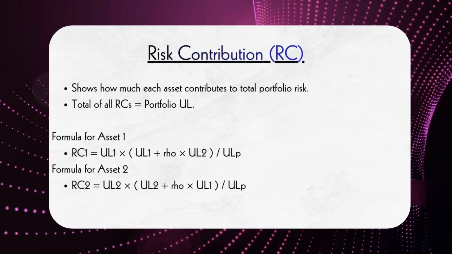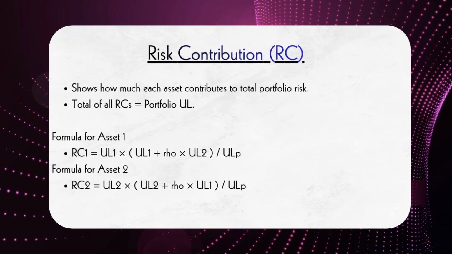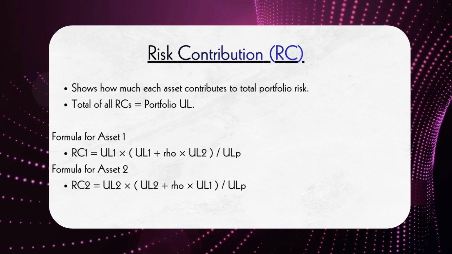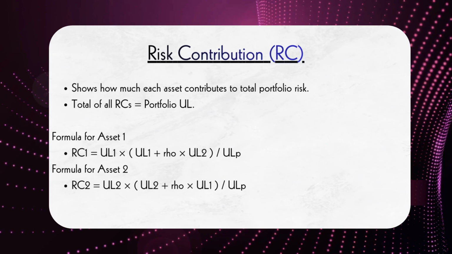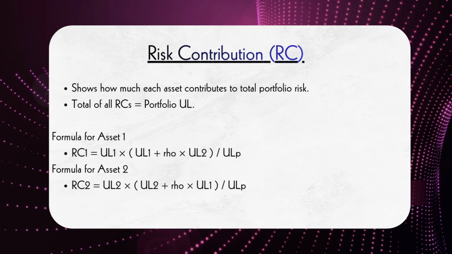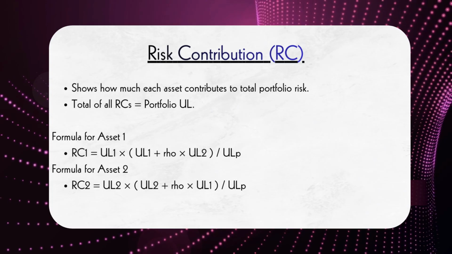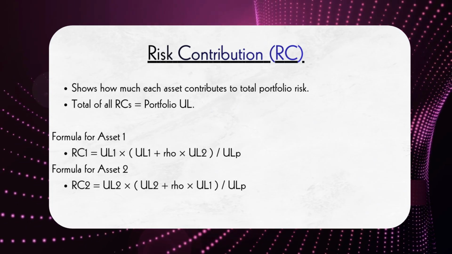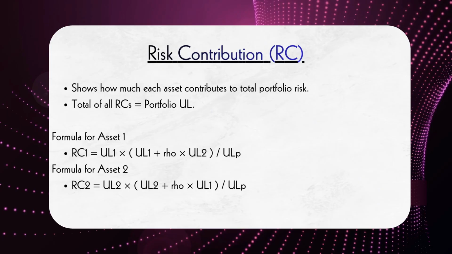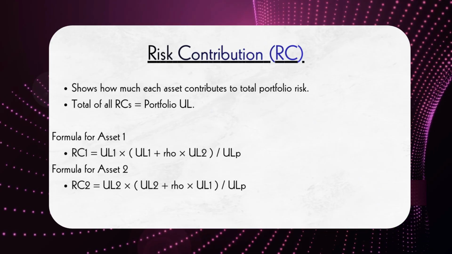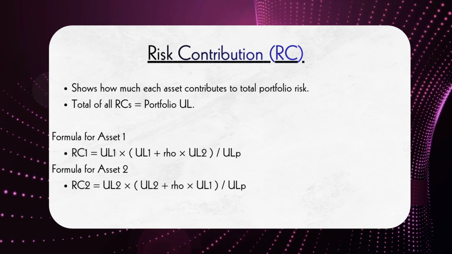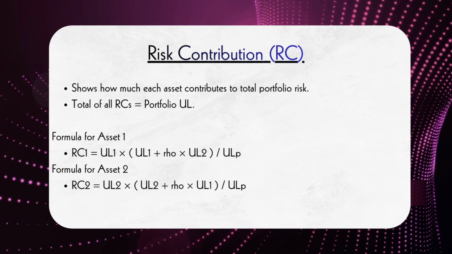Now let's understand risk contribution. Risk contribution tells us how much each asset adds to total portfolio risk. It helps us see which loan is increasing risk more. For asset 1, risk contribution equals UL1 multiplied by the bracket UL1 plus correlation times UL2, divided by portfolio UL. For asset 2, the formula is similar. When we add both risk contributions together, we get total portfolio unexpected loss.